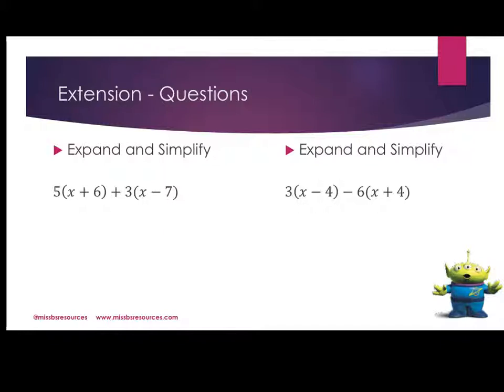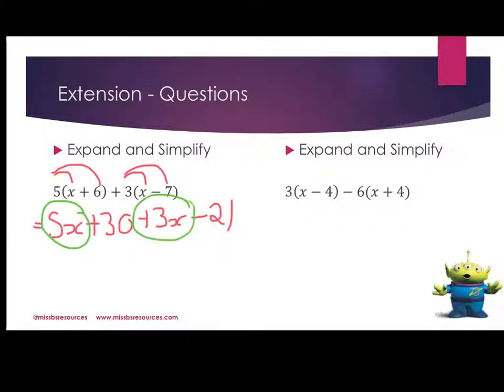Alright, the answers. First one we're going to do 5 times x, which is 5x, and then 5 times 6, which is 30. Then we're going to do 3 times x, which is 3x, and 3 times negative 7, which is minus 21. Then we're going to collect our like terms together. So we're going to end up with 8x, 30 take away 21 leaves you with 9.